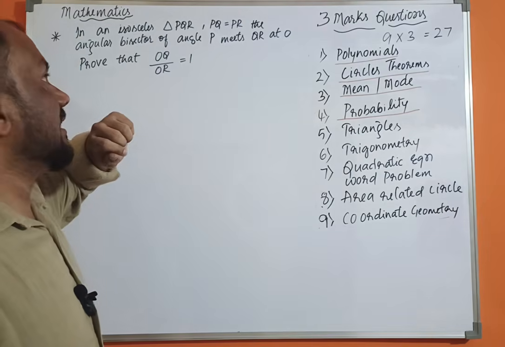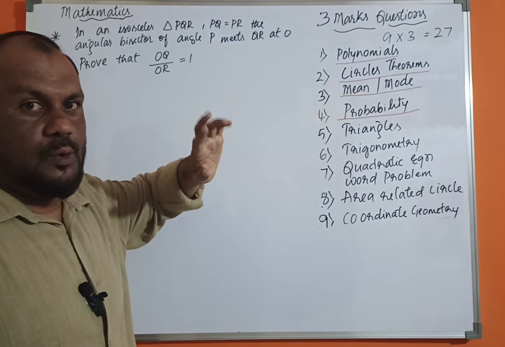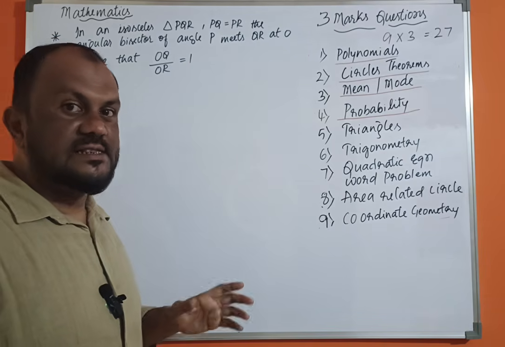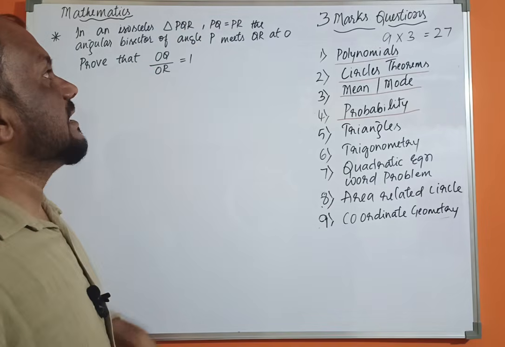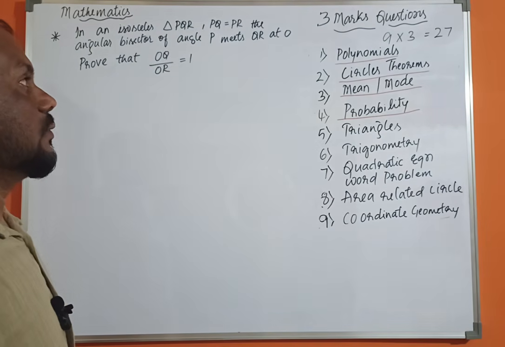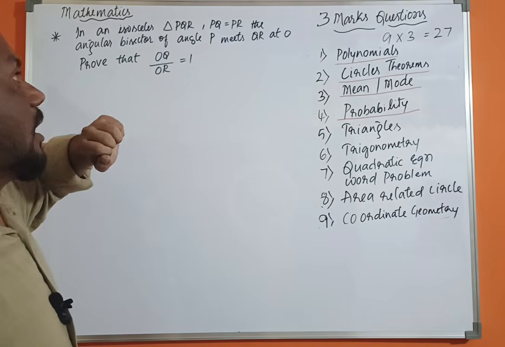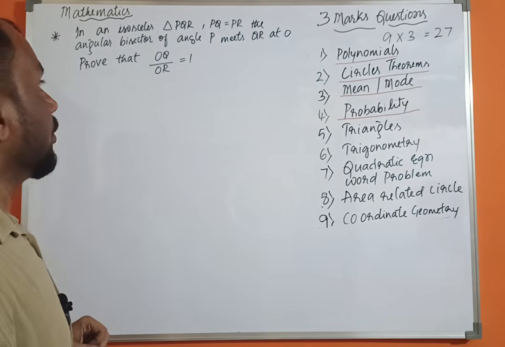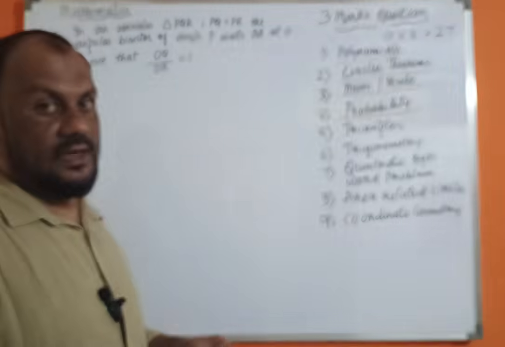In an isosceles triangle, you all know the isosceles triangle properties: opposite sides are equal, and angles opposite to equal sides are also equal. So in triangle PQR, PQ is equal to PR. The angular bisector of angle P meets QR at O. Prove that OQ by OR is equal to 1.